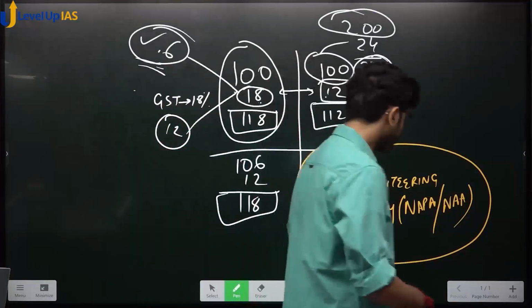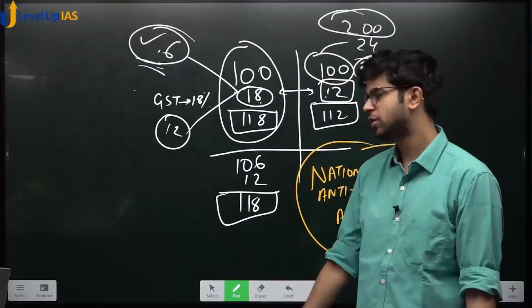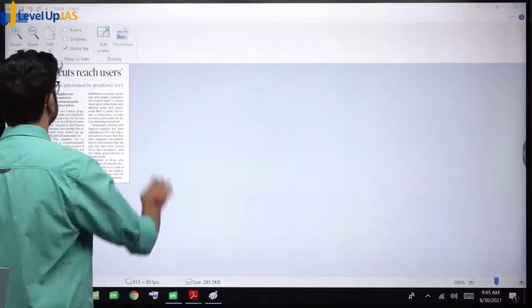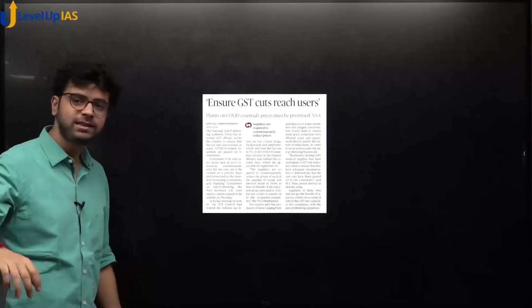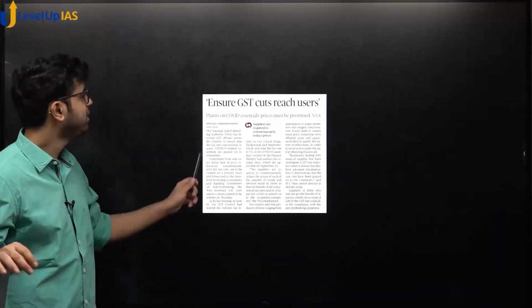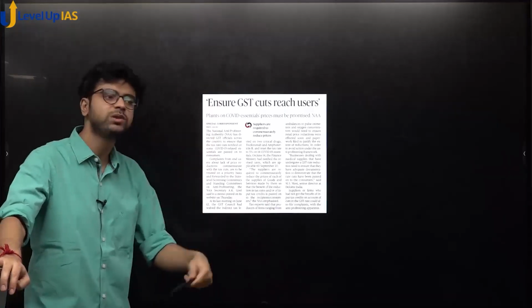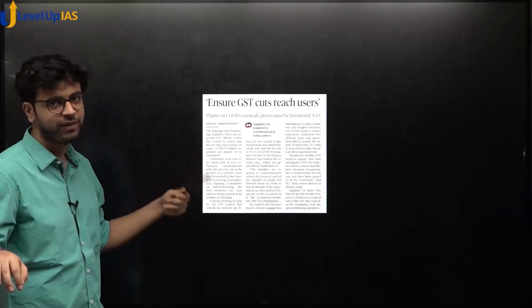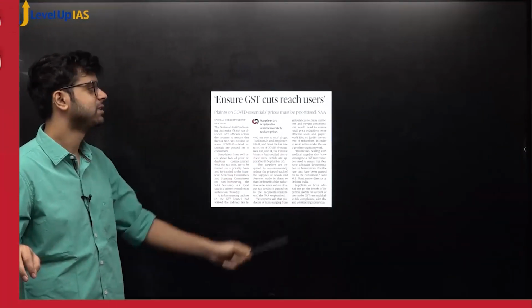Okay. This is the National Anti-Profiteering Authority. We'll see a news article which I came across 2-3 days ago. So I thought I'll just show you. See this. See the headline. Do you understand the headline? Ensure GST cuts reach users. Ensure GST cuts by the government reach users. Users means the ultimate consumers. Complaints. Plaints means complaints. Fancy word. Complaints on COVID essentials prices must be prioritized.